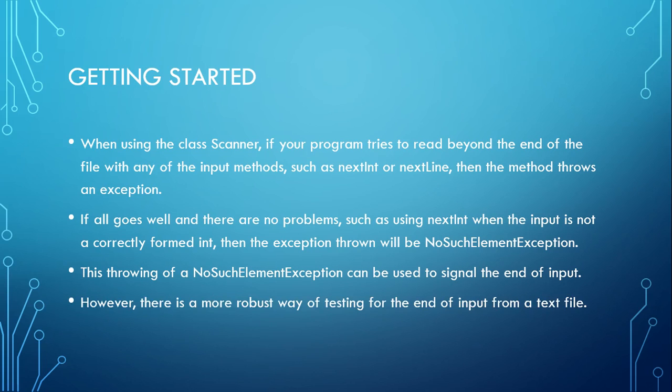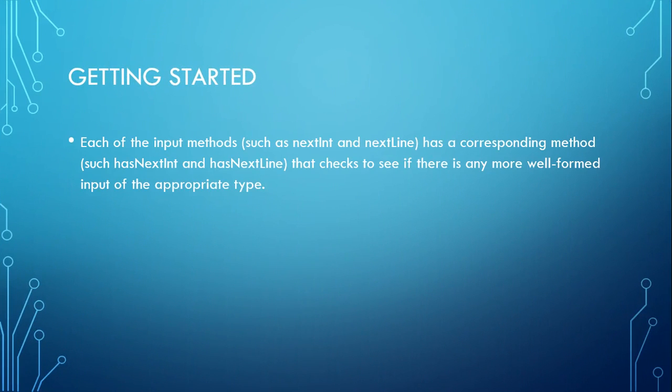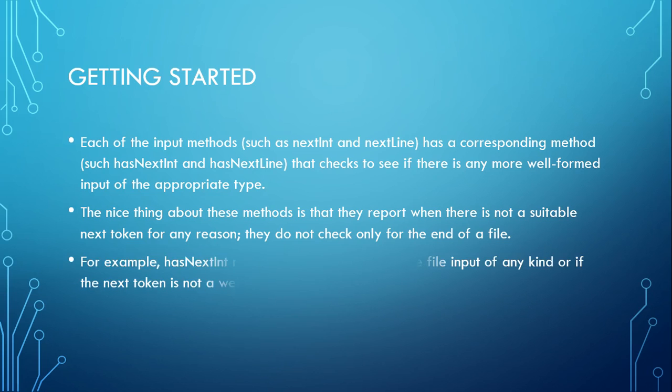However, there's a more robust way of testing for the end of input from that of a text file. Each of the input methods, such as nextInt and nextLine, has a corresponding method, such as hasNextInt or hasNextLine, that checks to see if there are any more well-formed input of the appropriate type. The nice thing about these methods is that they report when there's not a suitable next token for any reason. They do not only check for the end of a file.